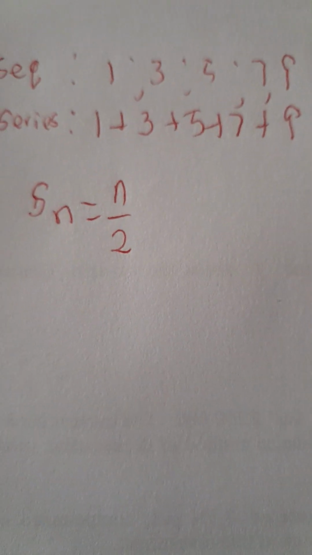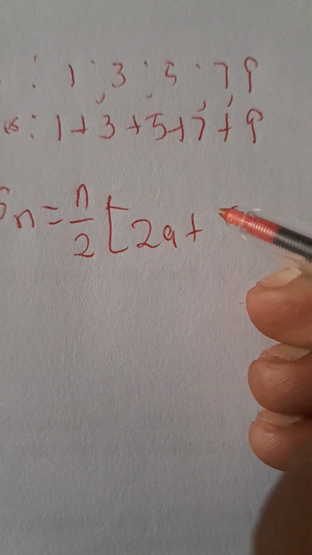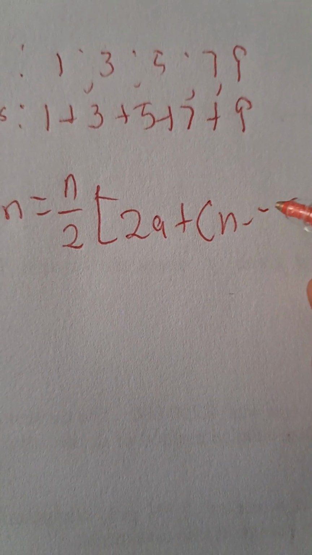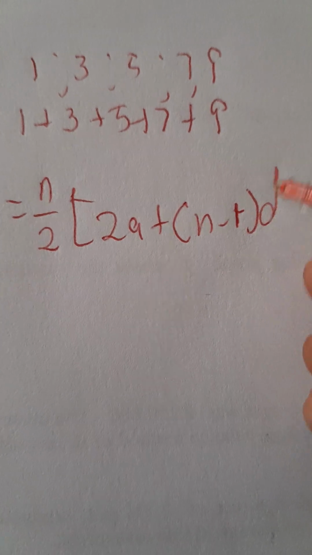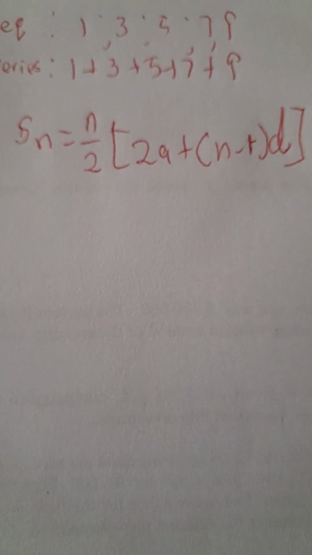In this video specifically, I'm going to work with an arithmetic series proof. Remember, we are going to prove this formula: Sn is equal to n over 2 times (2a plus (n minus 1)d). This is what we are going to prove. So without wasting time, let's put this into practice.